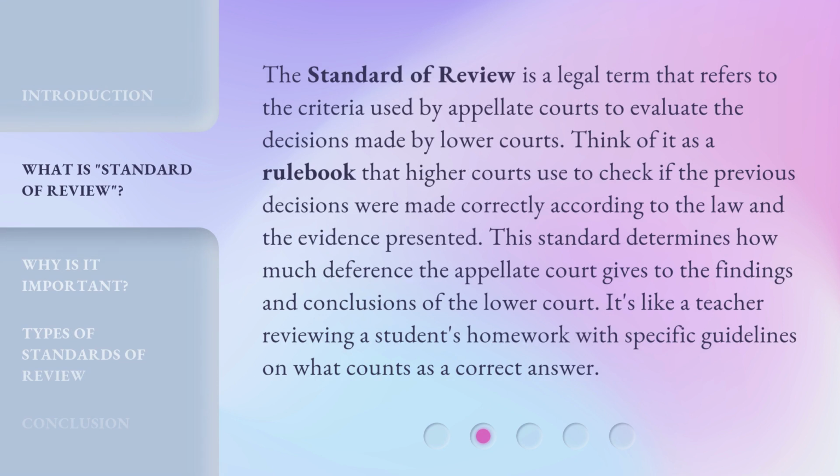The standard of review is a legal term that refers to the criteria used by appellate courts to evaluate the decisions made by lower courts. Think of it as a rulebook that higher courts use to check if the previous decisions were made correctly according to the law and the evidence presented. This standard determines how much deference the appellate court gives to the findings and conclusions of the lower court. It's like a teacher reviewing a student's homework with specific guidelines on what counts as a correct answer.